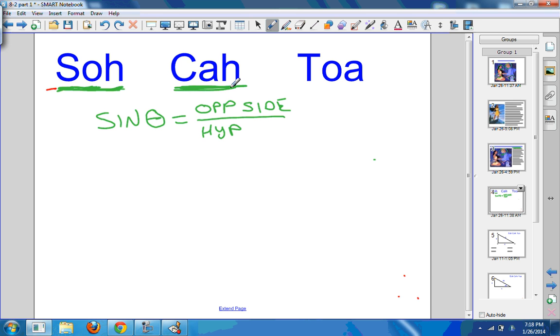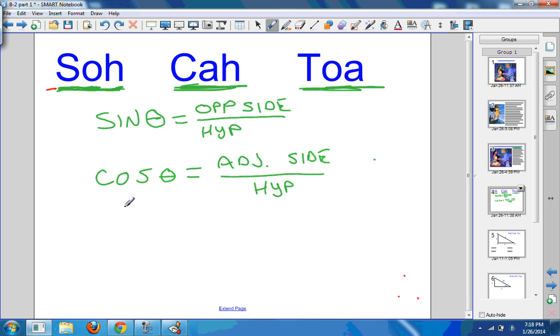Moving on now to K. K stands for the cosine of an angle is equal to A, the adjacent side, divided by the hypotenuse. And lastly, TOA, the T stands for tangent of an angle, is equal to O opposite over A adjacent. So we're going to make equations with sines, cosines, and tangents of angles and make them equal to sides of a triangle.